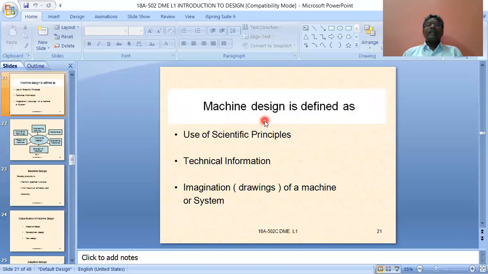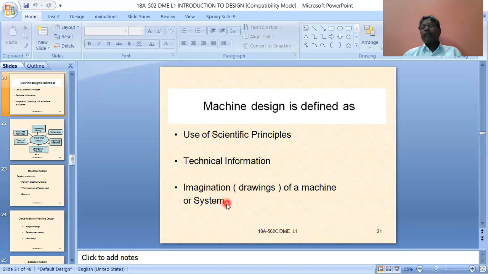Now, the machine design is defined as the use of scientific principles, technical information and imagination of a machine or the system. The definition in this case: formulating a plan for achieving a product by using scientific principles, technical information, imagination of a machine or the system.